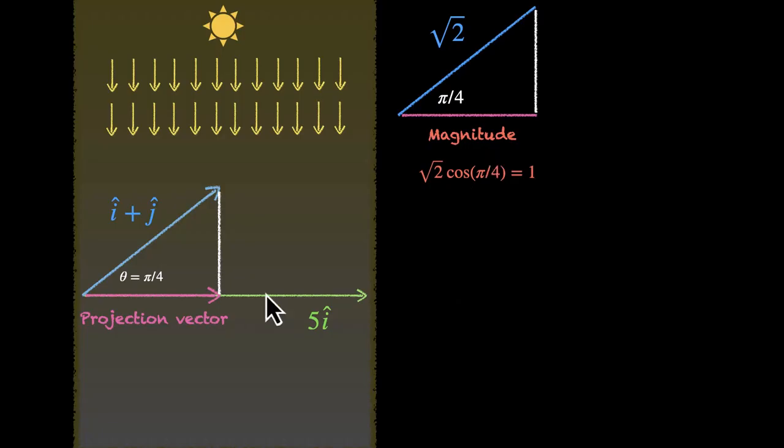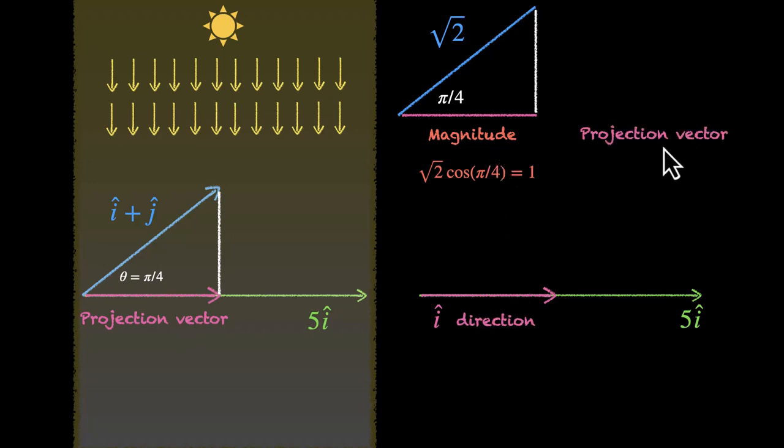And what's the direction? Well, we can get the direction from this green vector because that's how we have defined it. This is going to be along this green vector. So the direction comes from the green vector. This is 5 i cap, so the direction is going to be i cap. That's along the positive x-axis. For the direction, we use the unit vector. So we have the magnitude and we have the direction. We can now create our projection vector. That's going to be 1 times i cap. This is the projection of i cap plus j cap on 5 i cap.